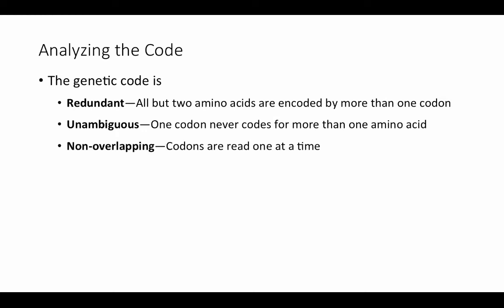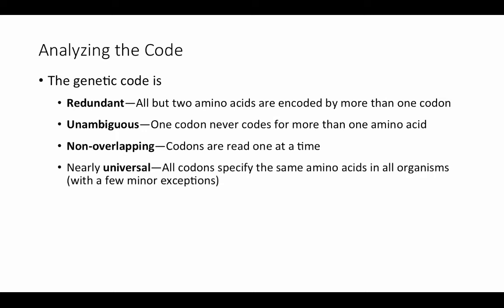The genetic code is non-overlapping, so codons are read one at a time in sequence. And the genetic code is nearly universal, so all codons specify the same amino acids in all organisms with a few minor exceptions. So what does that tell us? This is very strong evidence that all of life is united in a single tree of life, all coming ultimately way back in evolutionary history from a single common ancestor that also used the same genetic code, the same sequence of nucleotides coding for the same amino acids.